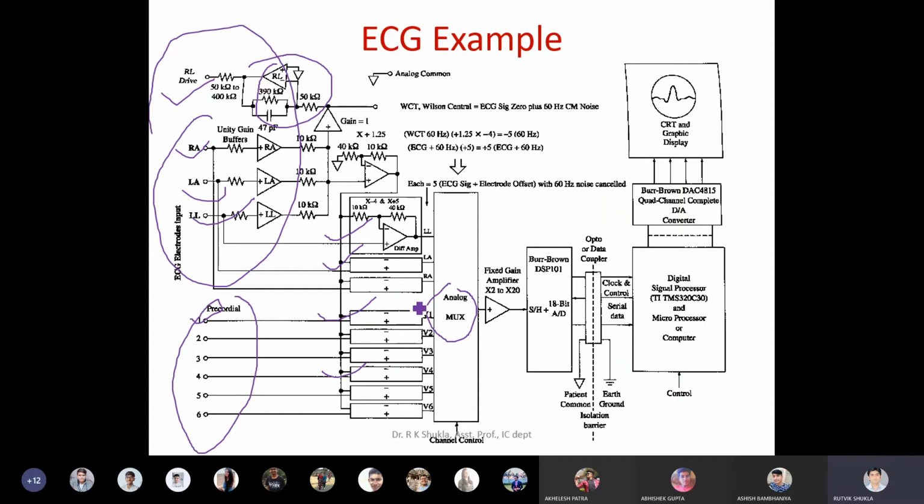If you look at the difference between the two circuitries, you find that as the technology advances, the number of analog circuitries keeps reducing.